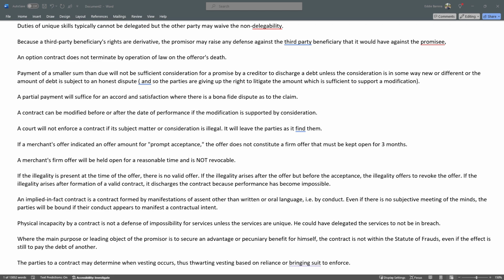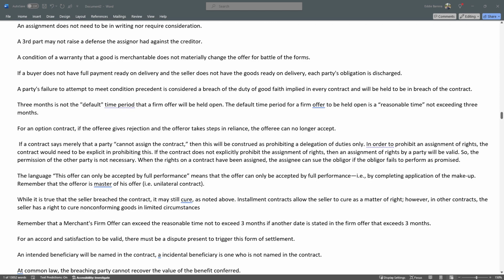Where the main purpose or leading object of the promisor is to secure an advantage or pecuniary benefit for himself, the contract is not within the statute of frauds, even if the effect is still to pay the debt of another. The parties to a contract may determine when vesting occurs, thus thwarting vesting based on reliance or bringing suit to enforce. An assignment does not need to be in writing nor require consideration. A third party may not raise a defense the assignor had against the creditor.